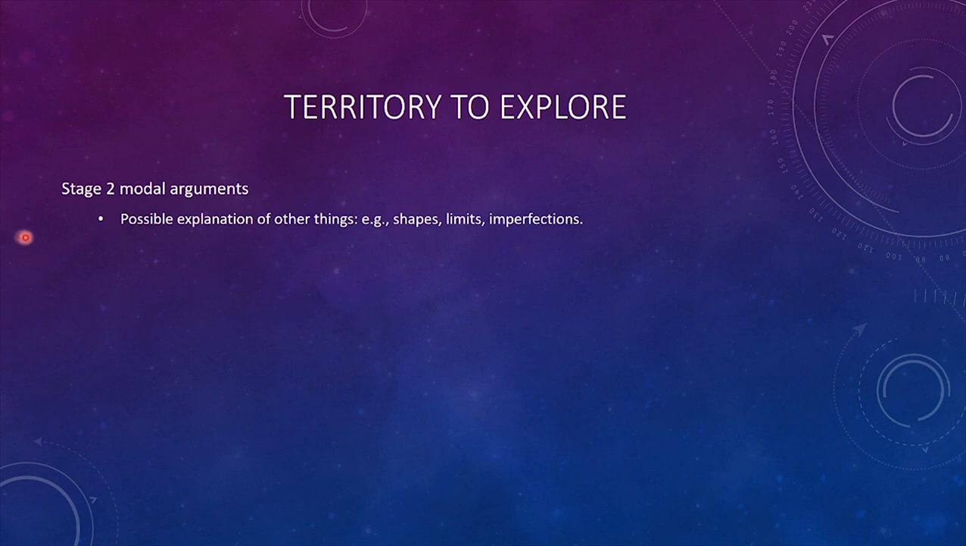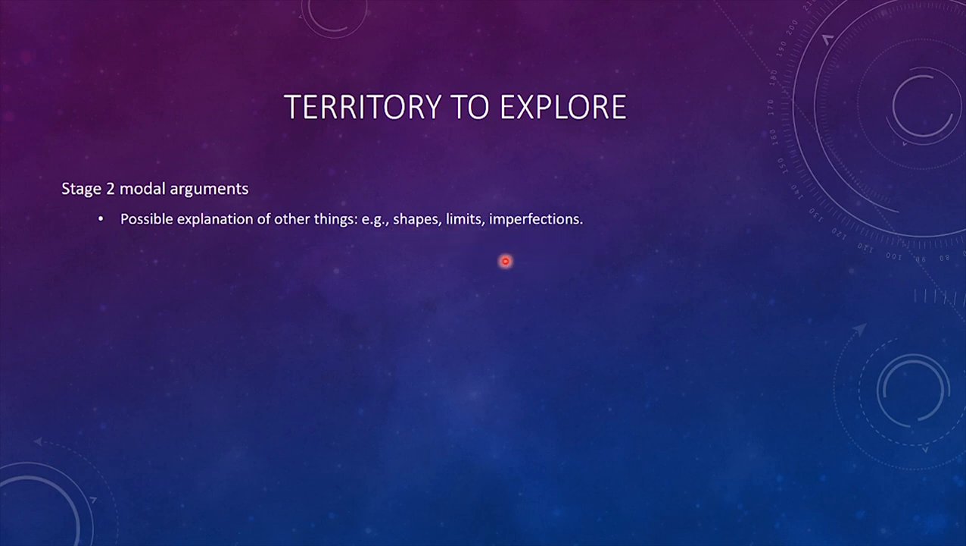For example, it might be that not only are there possible explanations of contingent things, but maybe there's possible explanations of other things like shapes or limits or imperfections. By focusing on these other kinds of things, you can explore a pathway, a modal pathway from the possible explanation of these things to an ultimate reality that transcends these things, that transcends shapes, limits, and imperfections.